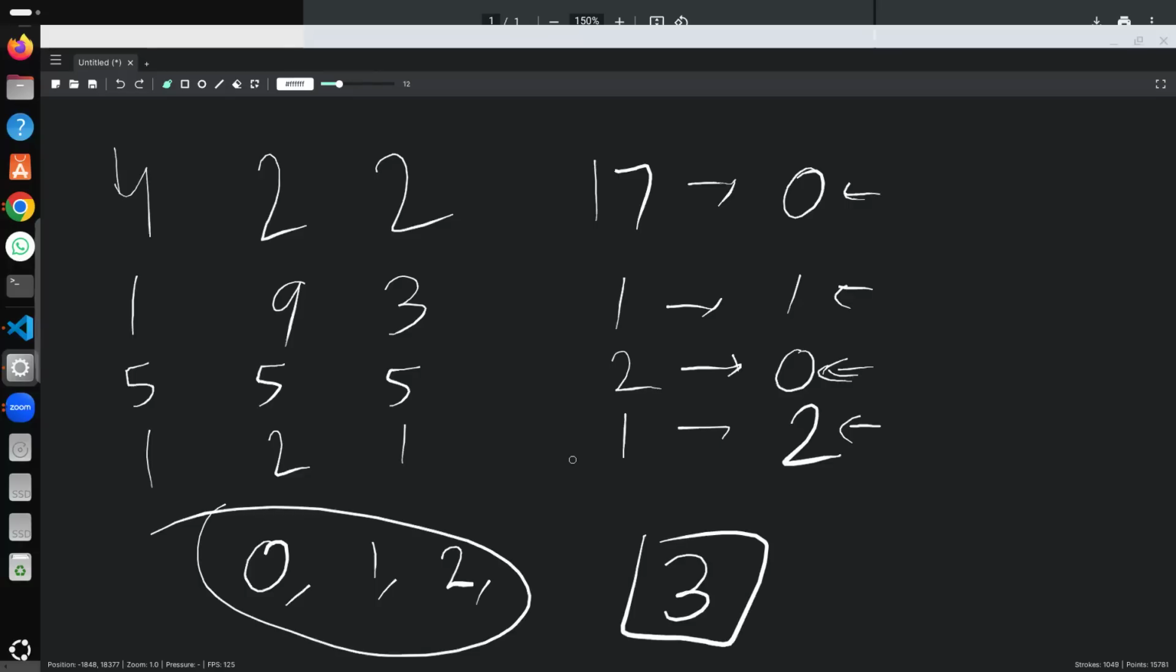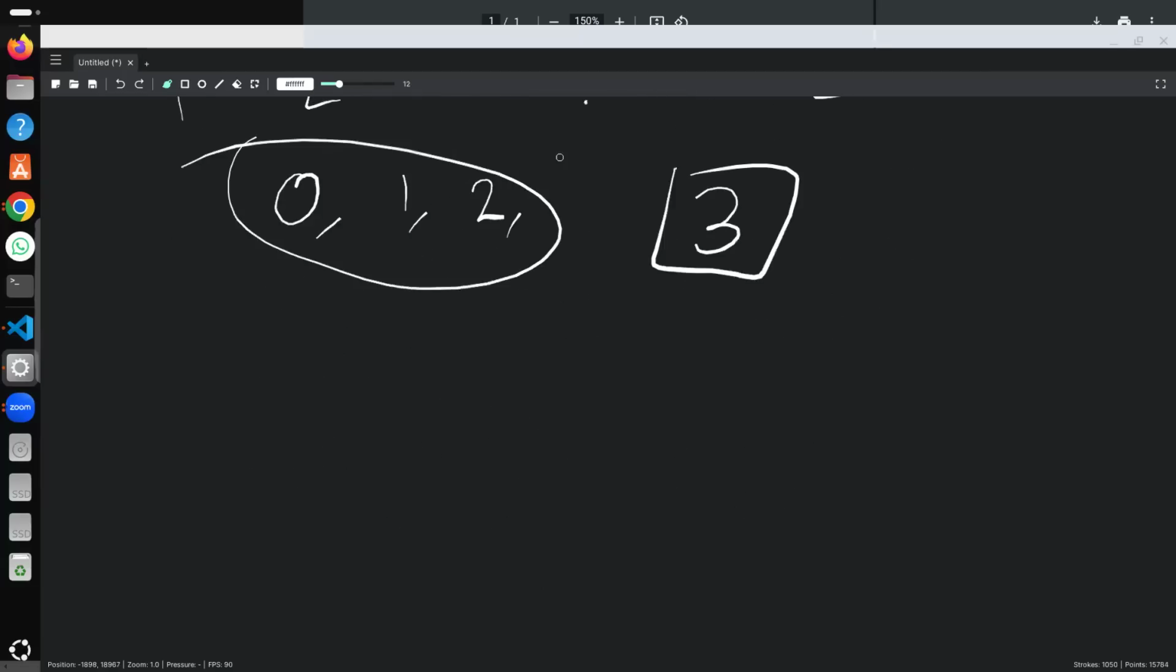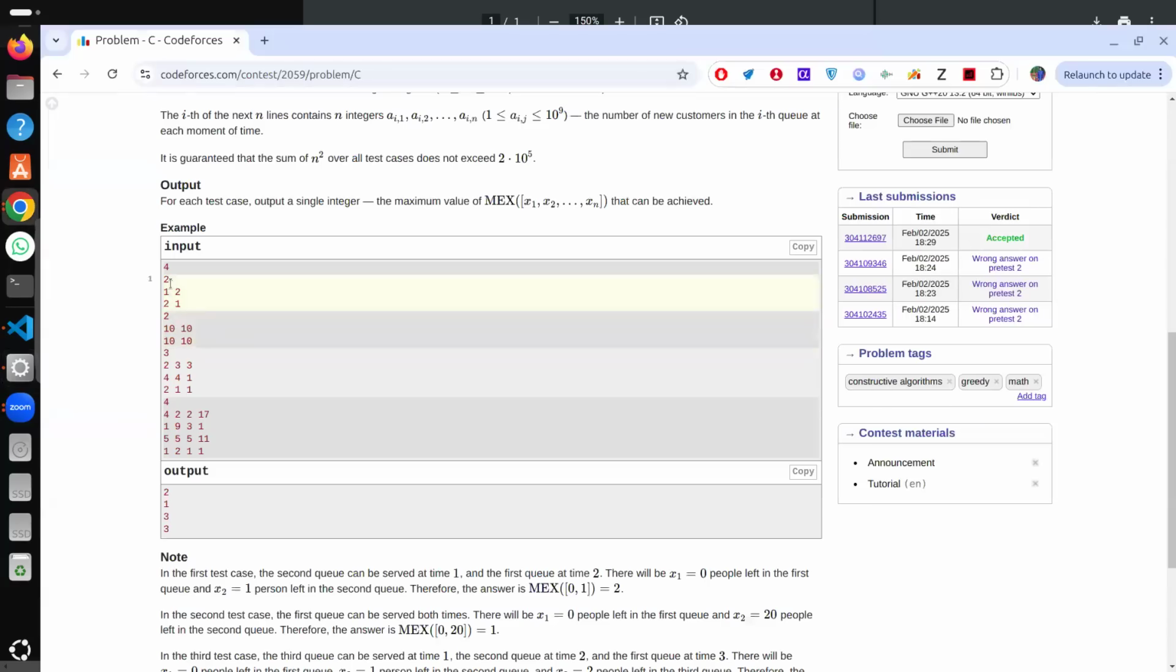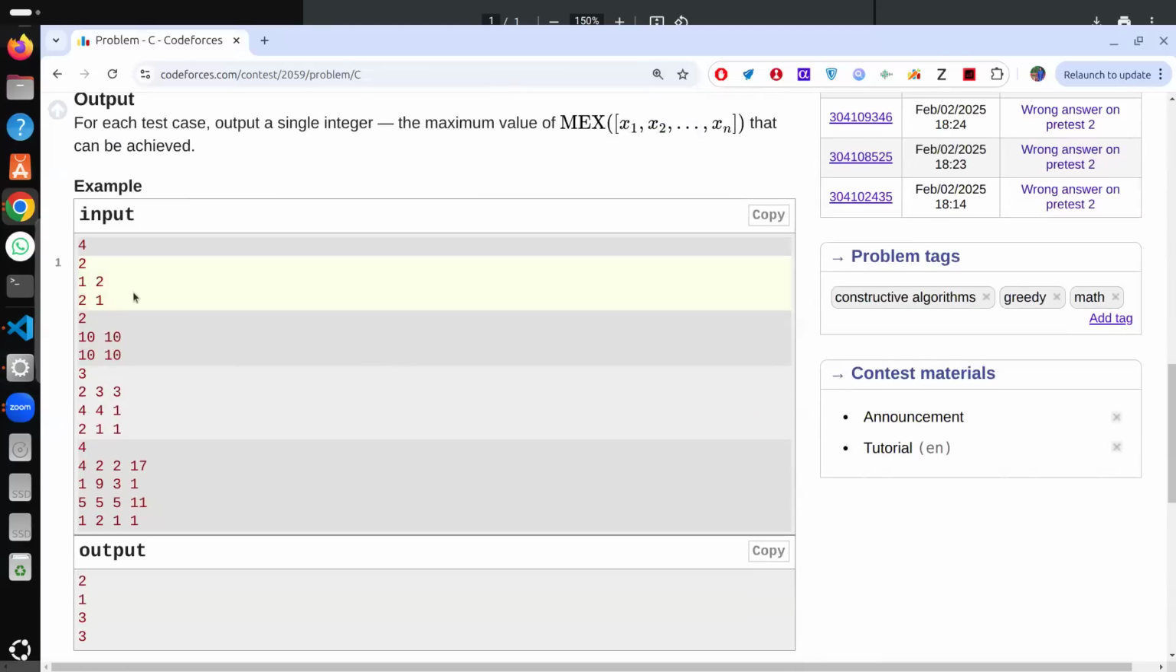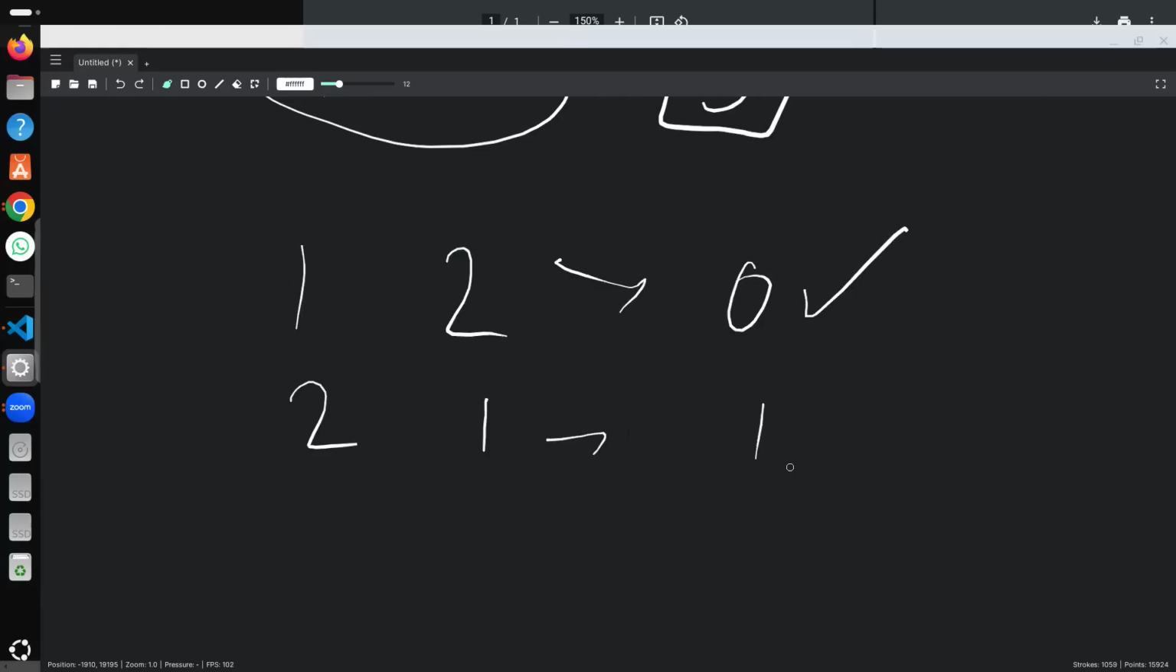Right? So if I just show it for other test cases, in this case we have 1, 2, and 2, 1. So in the first row we have 0, and in the second row we have 1. So from here you can get 0, from here you can get 1. So therefore the answer is 2.